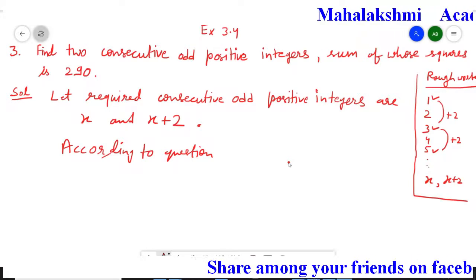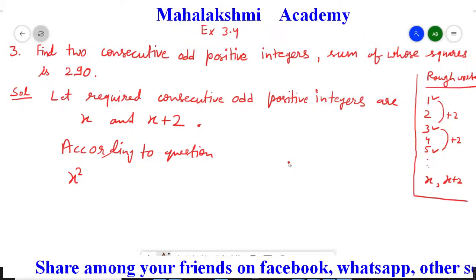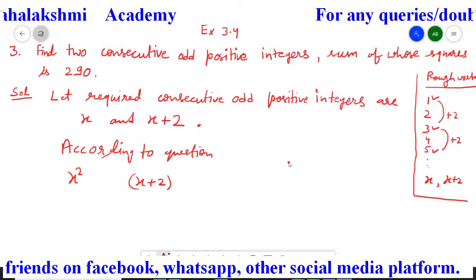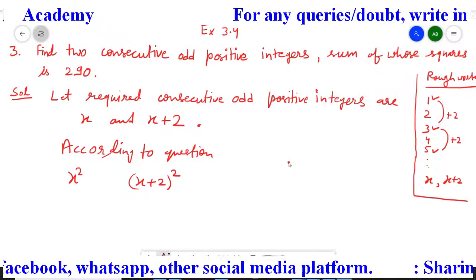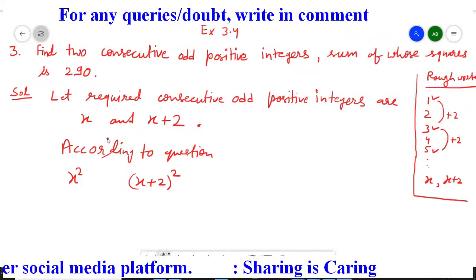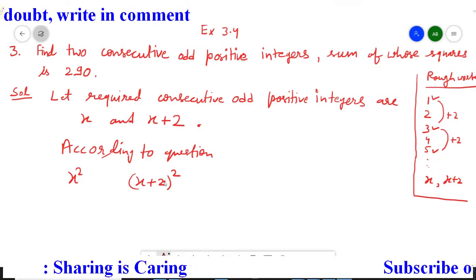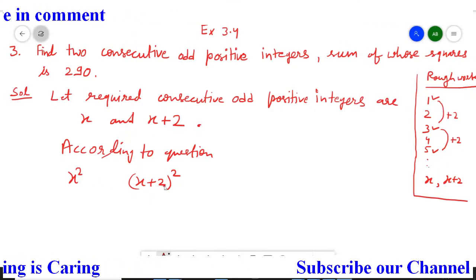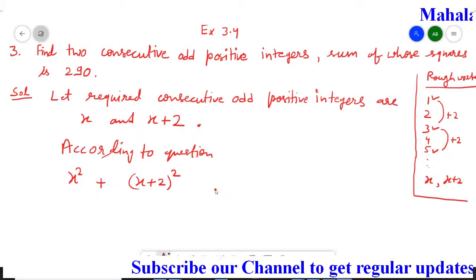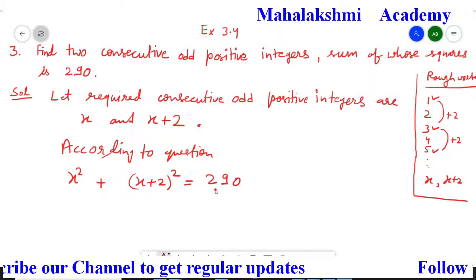So we write here, according to the question, the sum of squares of the consecutive positive integers. First we will find the square of the consecutive positive odd integers, that is x square, then x plus 2 whole square. You see here students, the consecutive odd integers are x and x plus 2. We need the square of these numbers, so we have to do x square, then x plus 2 whole square. Now the sum of squares, so we put the plus sign, and this sum is given to us as 290. Now we will solve this.